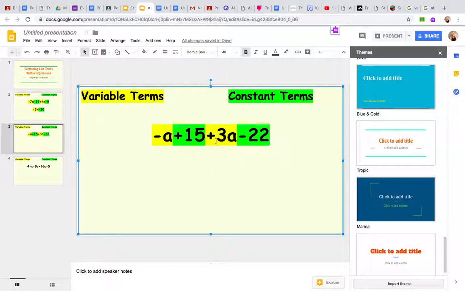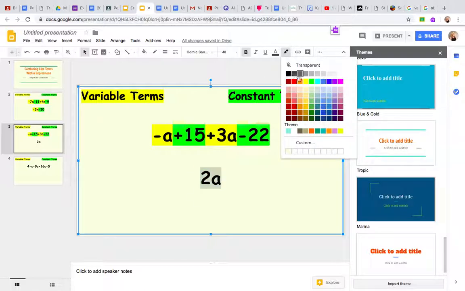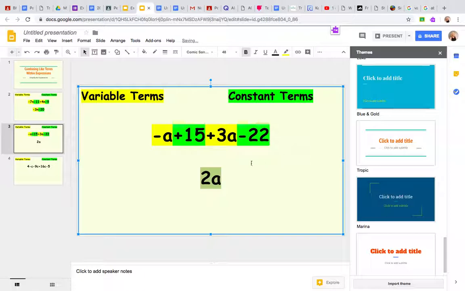Okay, so 3 minus 1 is 2, so we're just going to write a 2 because if there's not a symbol before it, it's understood that it's going to be positive. And I cannot forget to put my a. I'm going to highlight this so that you'll see that this is the variable term that we have combined and simplified.